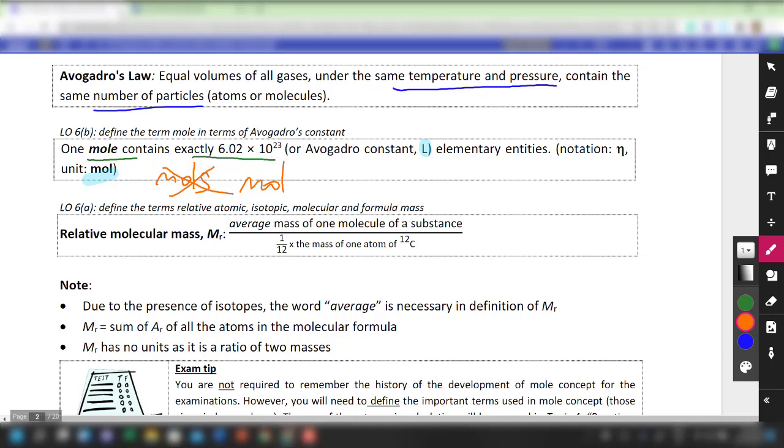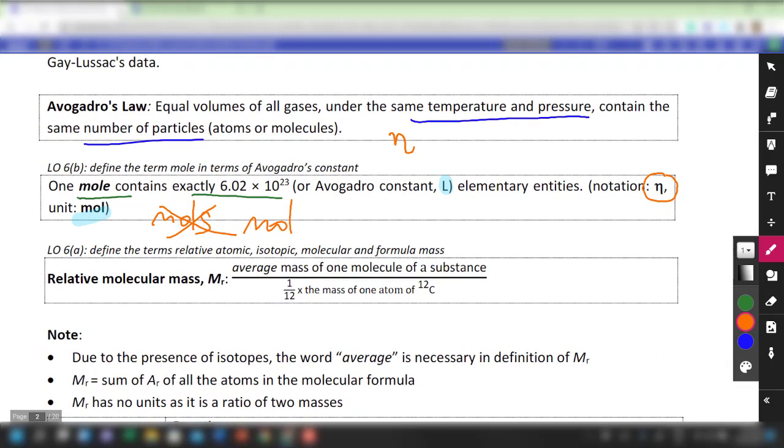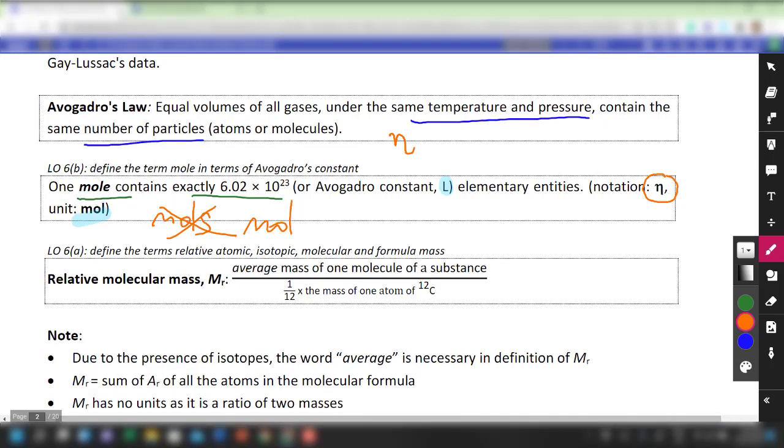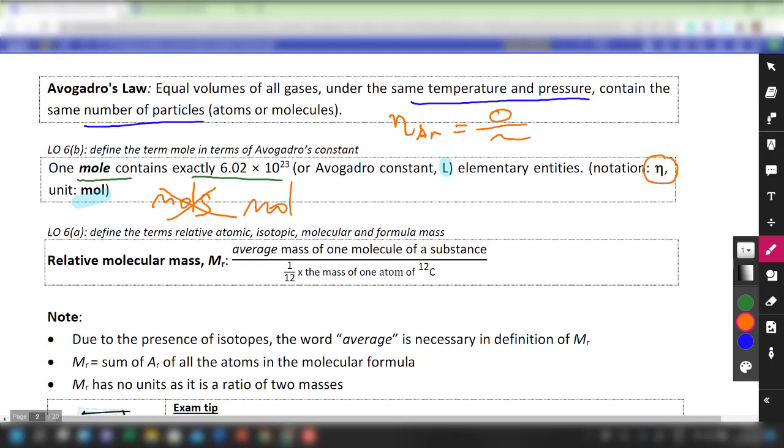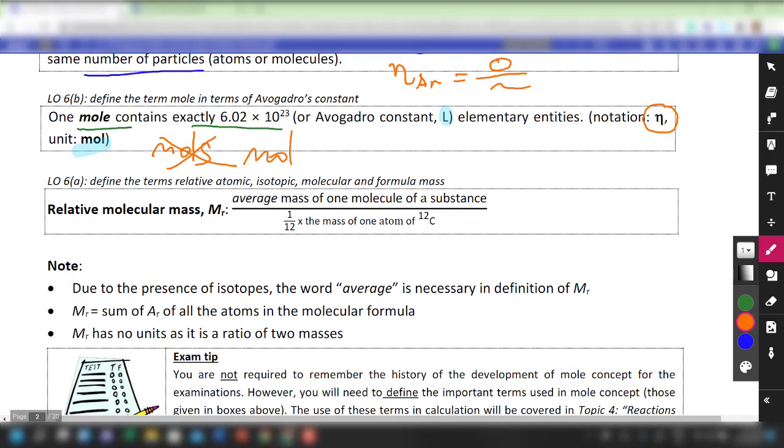Okay, the short form is represented by this particular Greek letter known as eta. So it's written like this: just a stroke down and then a curve, a tail at the end. This eta can be represented as number of moles of something. So let's say number of moles of argon atom. I can just write it as n(Ar) equals to something over something. So this is how you can use the Greek letter eta to represent amounts or number of moles.